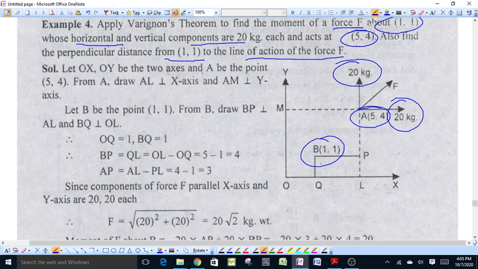Now, see this figure, AP is equal to AL minus PL, where AL is equal to 4 and PL is equal to 1. Therefore, AP is equal to 4 minus 1, which is 3, and BP is equal to OL minus OQ, 5 minus 1, which is equal to 4.